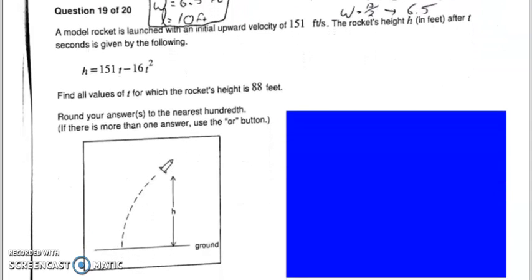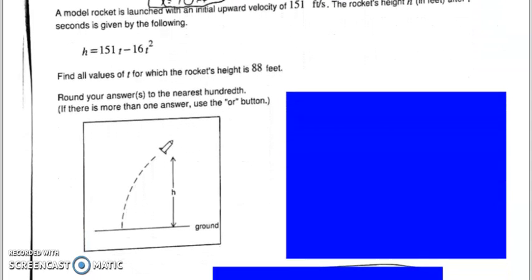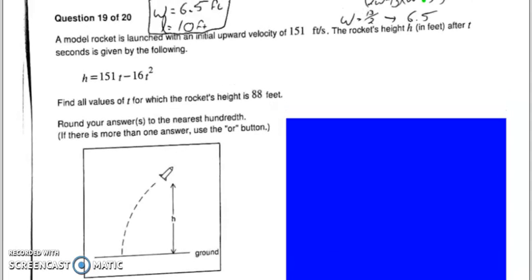All right, numbers 19 and 20, they're going to be the exact same style of problem. We have a model rocket launched with an upward velocity of 151 feet per second. We want to know at what value for t, so at what time, is the height 88 feet? Well, if I think about the trajectory, it's going to go up and then come back down, and 88 feet might be like right there. So it'll probably hit it in 2 separate spots.